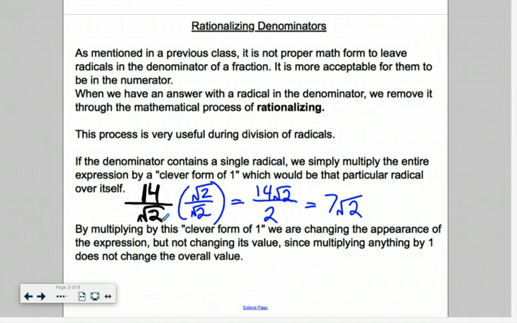Now if I take the square root of 2 and multiply it by the square root of 2, it's the square root of 4, which is 2. So that's what I'm going to choose as my clever form of 1. I'm going to multiply it by root 2 over root 2.